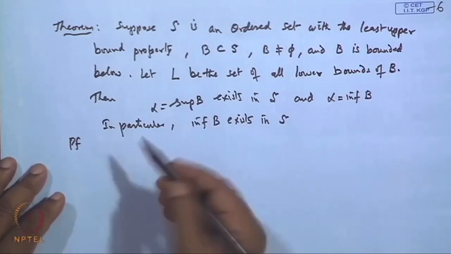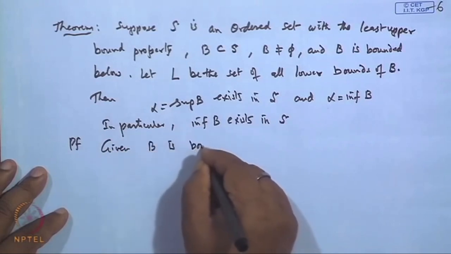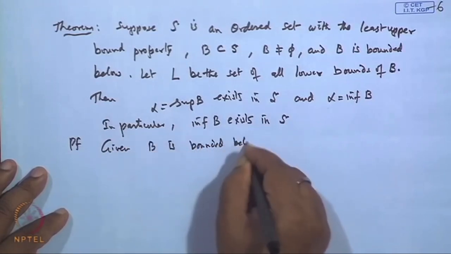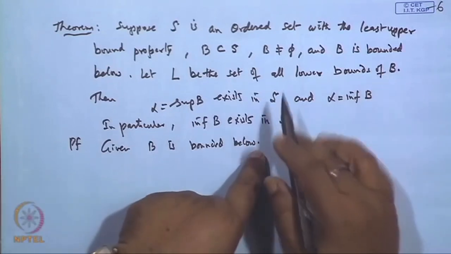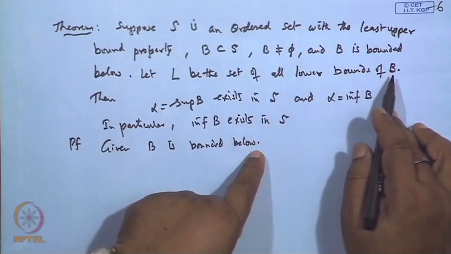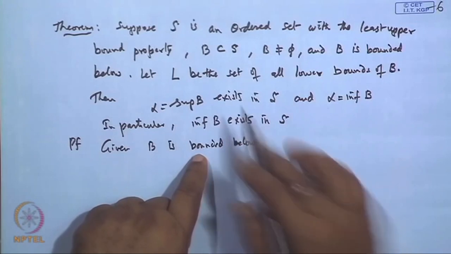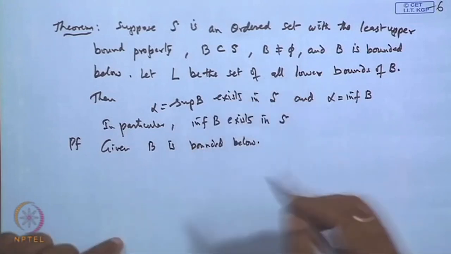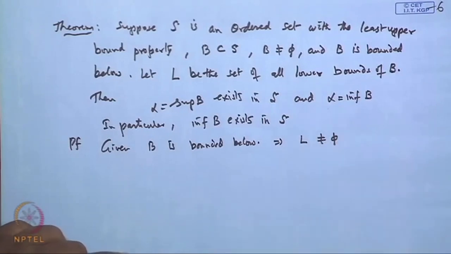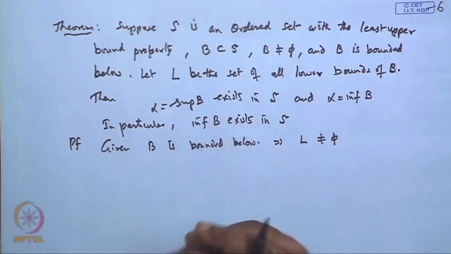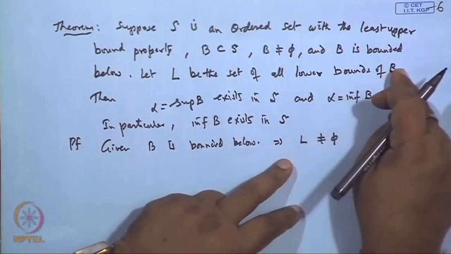So, B is bounded below. This is given. Okay. And what about L? L is the set of all lower bounds of B. B is bounded below, which is already given. It means there is a bound available. So, L is non-empty. So this implies L is non-empty. Okay. Now, L is the set of all lower bounds of B.